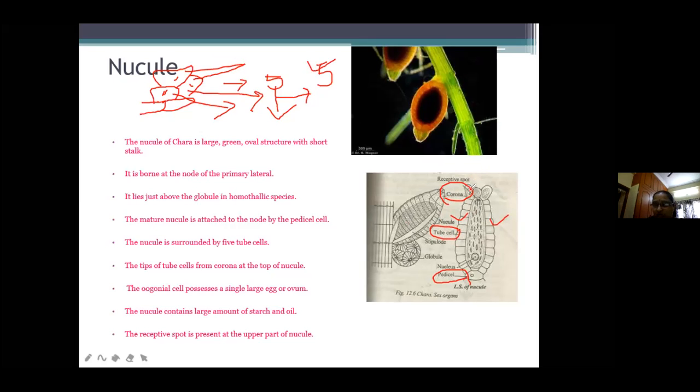Here, observe, girls, the corona cells form a cap over the oogonium. When the nucleus matures, the tube cells below the corona rupture and form pores. This is the development of the nucleus.